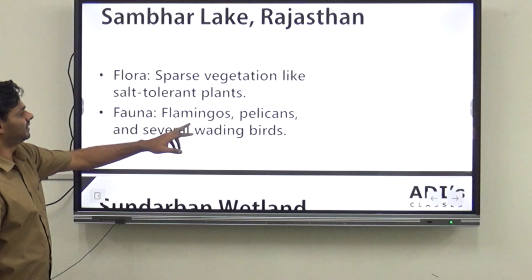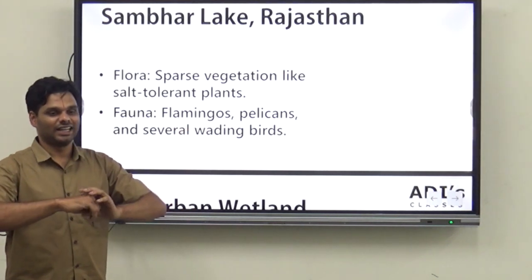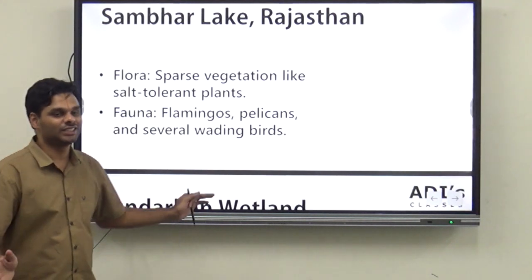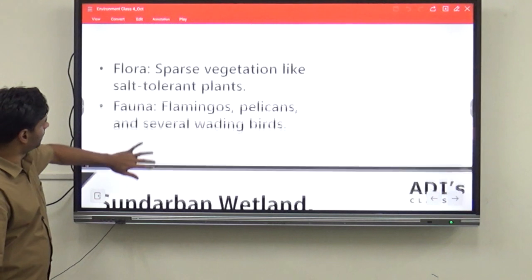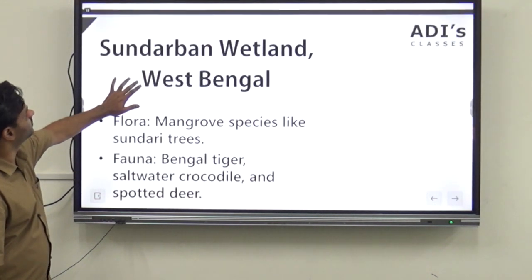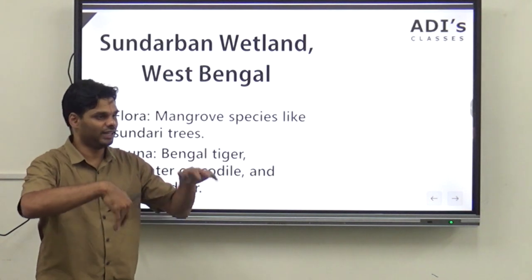Okay, so pelicans. Have you seen a pelican? How does a pelican look? It looks like a flying crane. It's smaller in size. Okay, several wading birds. Wading birds means goose, duck, they wade, no? This is called wading. So all this.